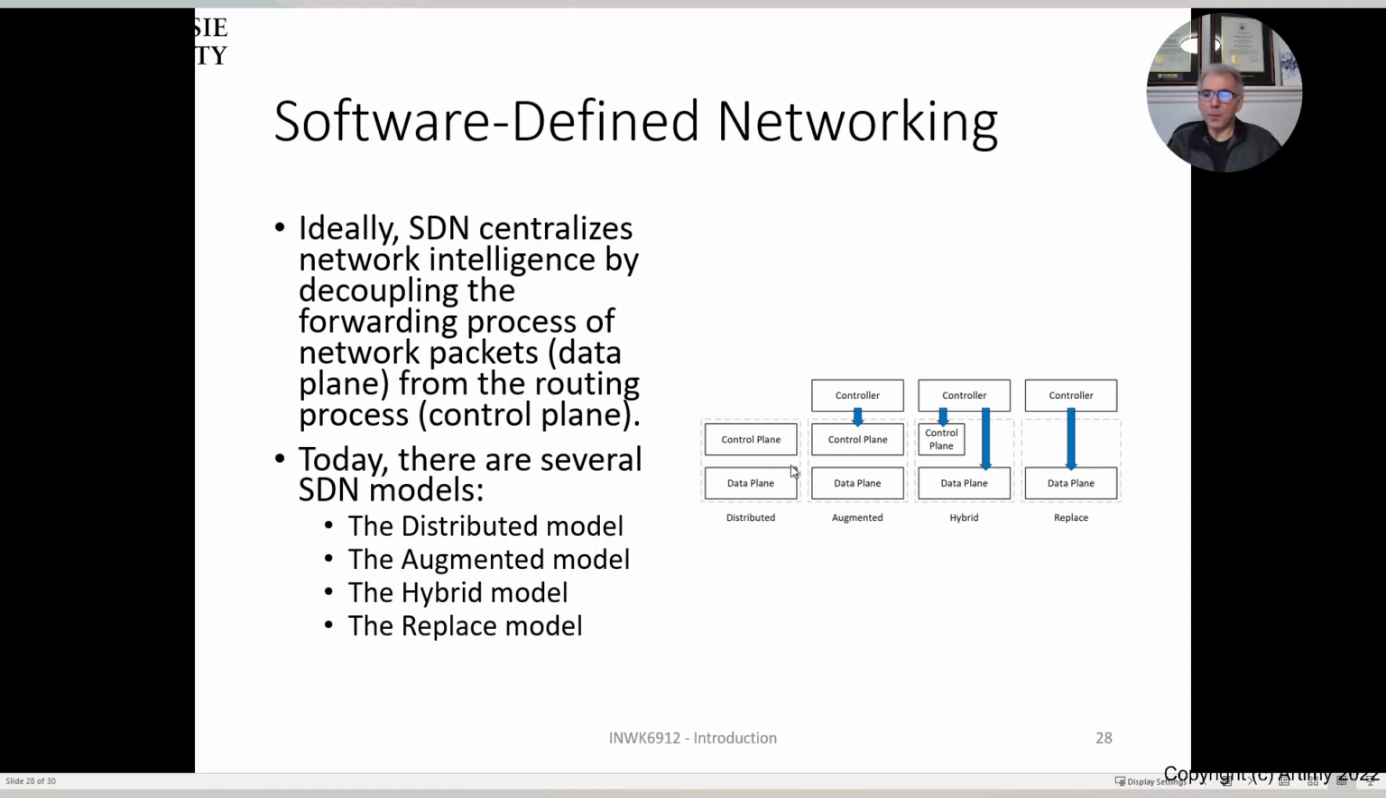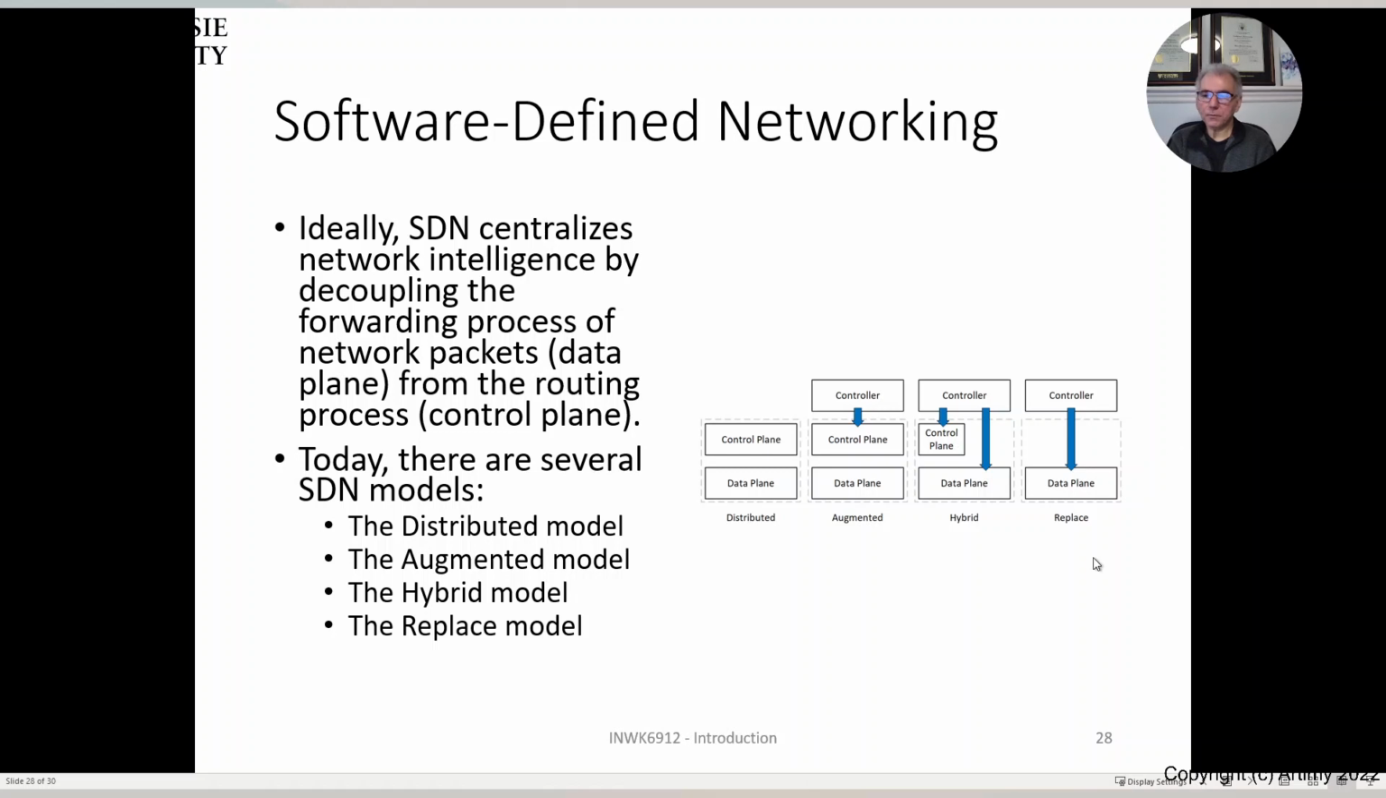I can have the hybrid model, which allows the controller to either talk to the control plane or talk directly to the data plane. Or I can have the replace model. The replace model is the original software-defined networking concept, which is taking the control all the way out of the device and replacing it with the controller. So everything happens using the controller.